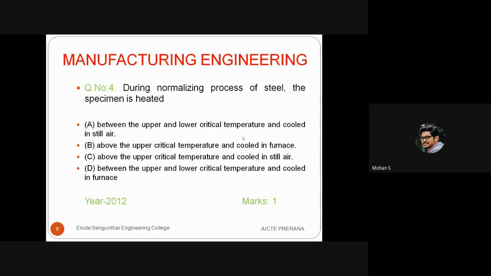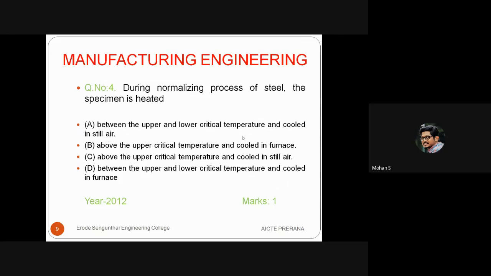cooled in still air. Okay, cooled in still air is nothing but room temperature. Right. So next option is option B, above the upper critical temperature and cooled in furnace. Okay. We have a cooling furnace over here. So next, option C is above the upper critical temperature and cooled in still air. Still air again means that it is getting cooled in room temperature. Right.